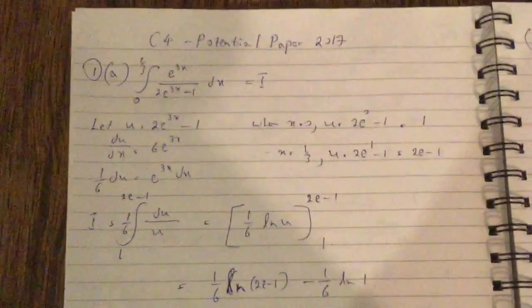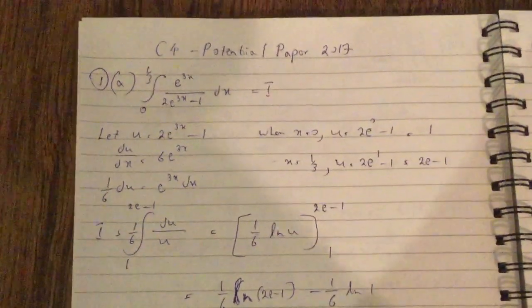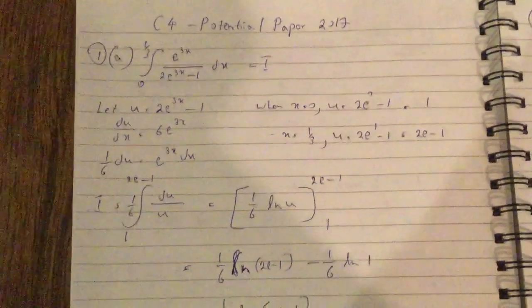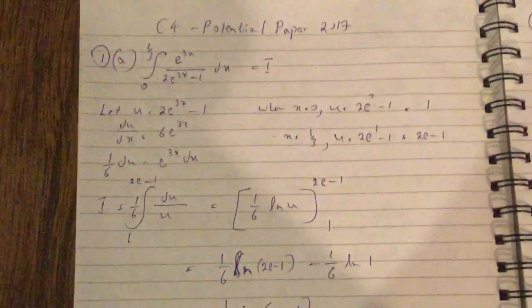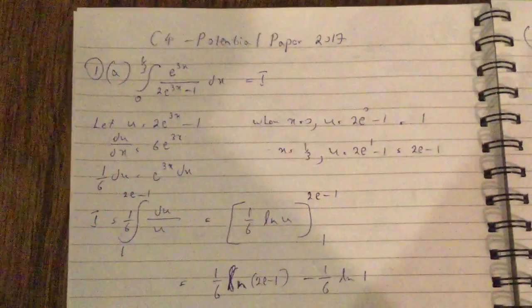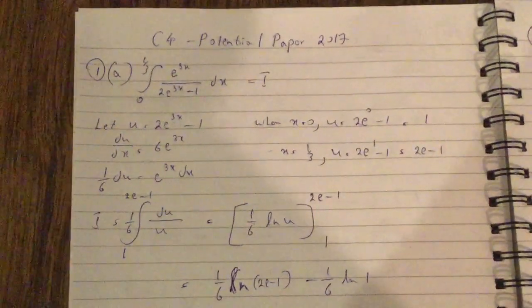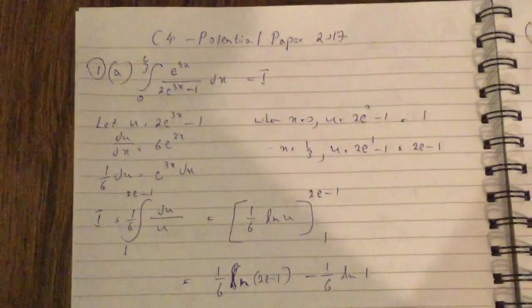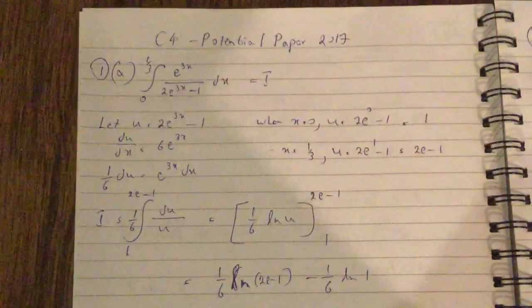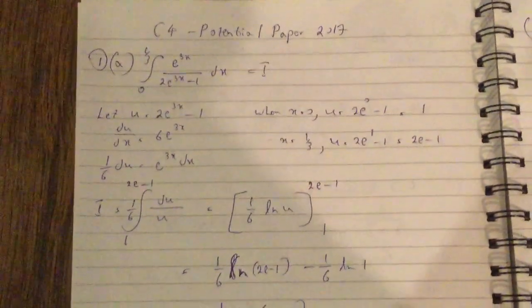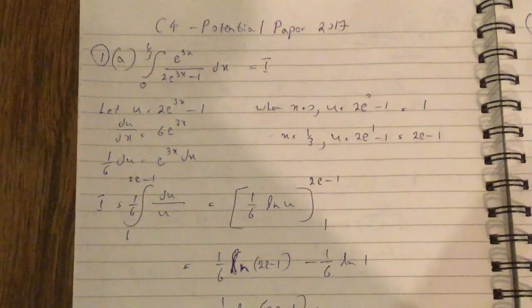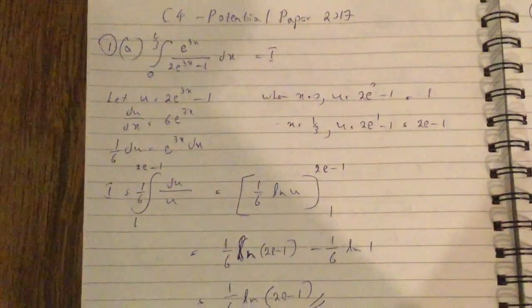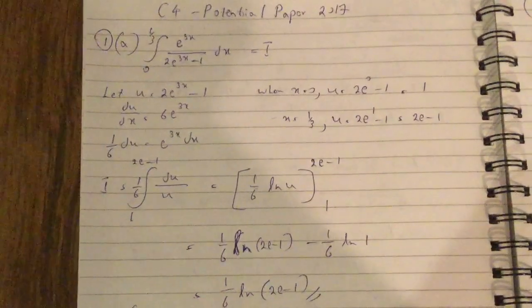Okay guys, these are the solutions for the first three questions of the potential paper. So question 1 part A, the integral from 0 to 1/3 of 3e^(3x) over 2e^(3x) minus 1 dx. Let that equal I, and let u equal 2e^(3x) minus 1, so du/dx is 6e^(3x). That means 1/6 du equals e^(3x) dx.